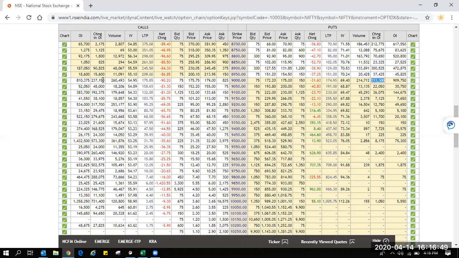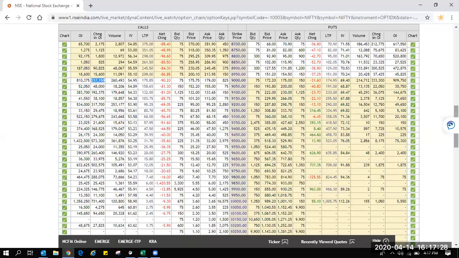Similarly, the person who has shorted at 9,000 will run for the cover, and what will happen is they will immediately book the positions, and this up move might go further up because they go for the unwinding. So this is the best, simplified way to understand the option chain for the index. Similarly, you can use this for Bank Nifty also, and for any of the stocks we will take some examples also.